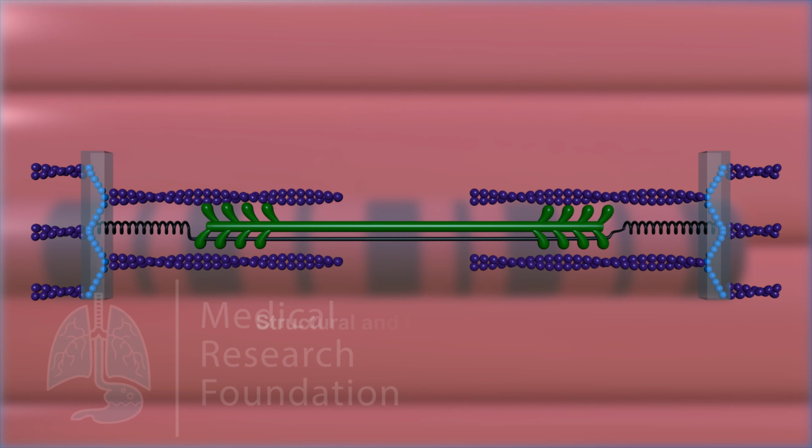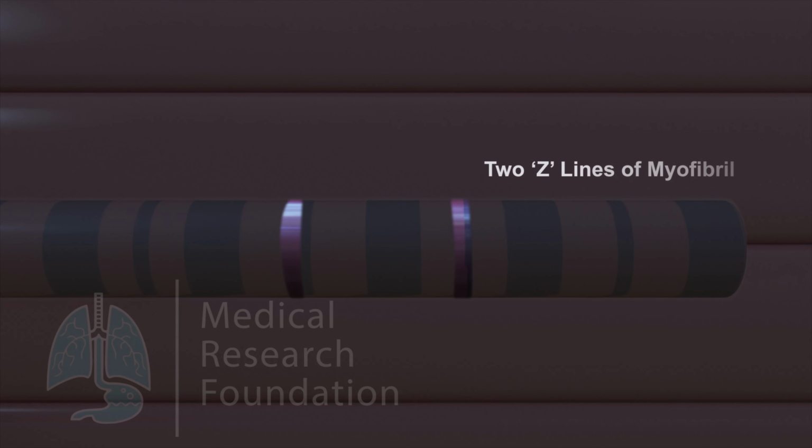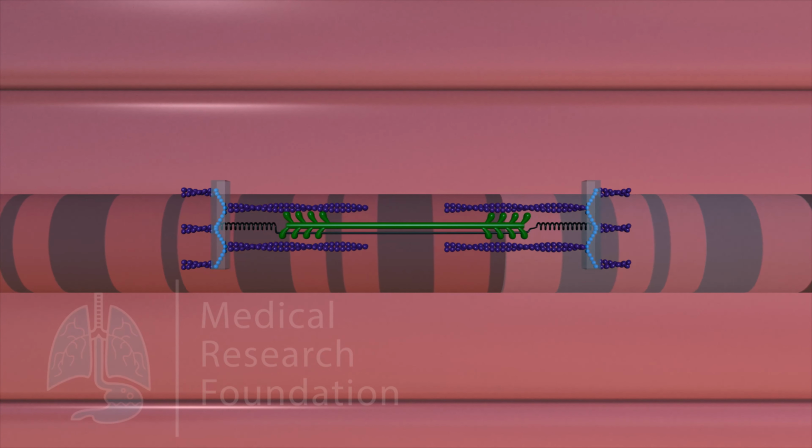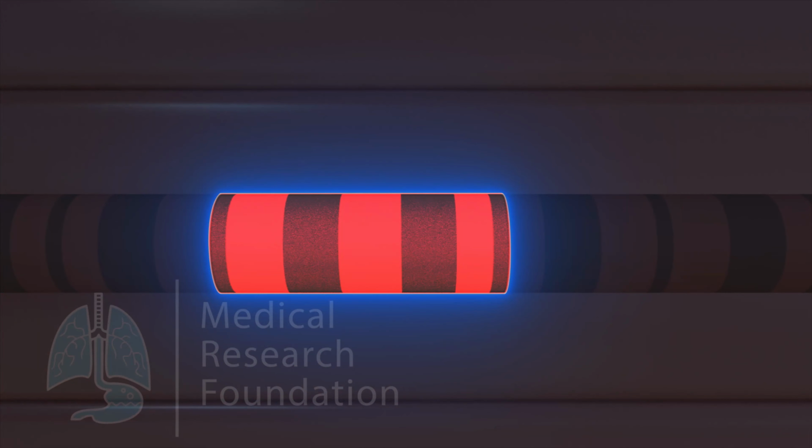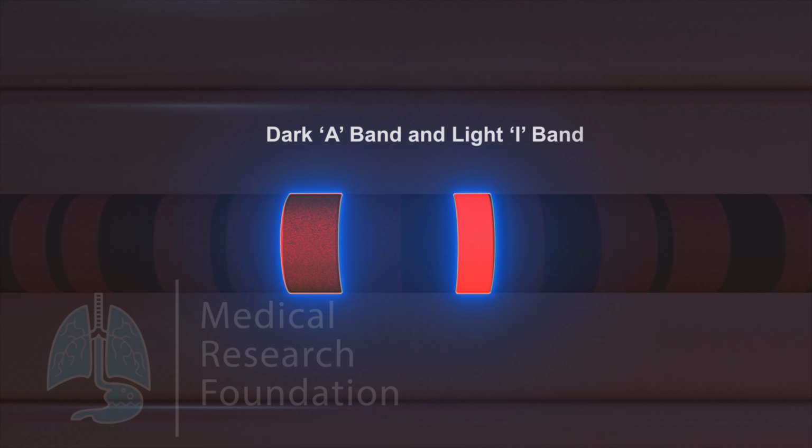Sarcomere is defined as the structural and functional unit of a skeletal muscle. It is also called the basic contractile unit of the muscle. Each sarcomere extends between two Z lines of the myofibril. Thus, each myofibril contains many sarcomeres arranged in series throughout its length. Each myofibril consists of an alternate dark A band and light I band. In the middle of the A band, there is a light area called H zone.